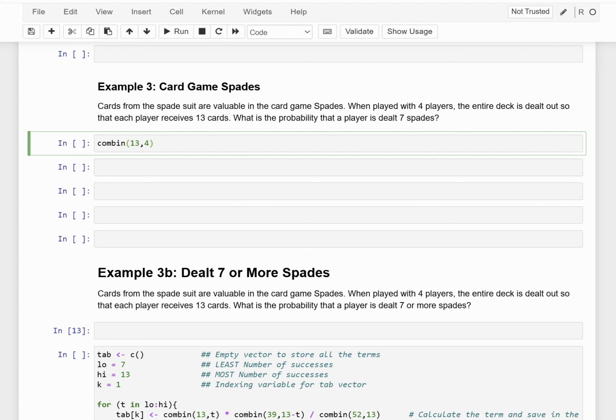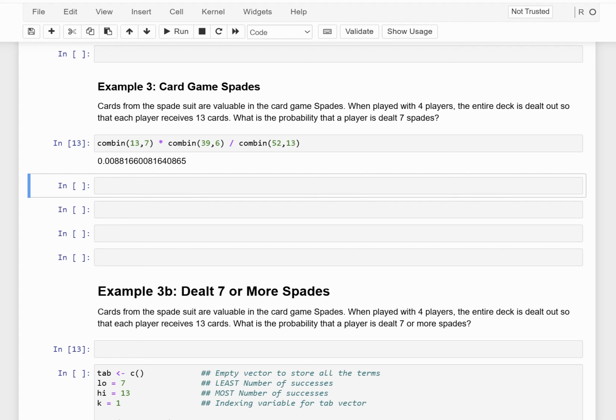And what are we doing? We're choosing 7 of them. But then the rest of the cards have to come from where? Well, from the other values that are not in the spade suit, of which there are 39. So there's 13 spades, and so there's 39 non-spades. We're going to choose 7 of the cards that go into our hand from the spade suit, and then 6 from anywhere else. And we're going to divide by 52 choose 13, right?